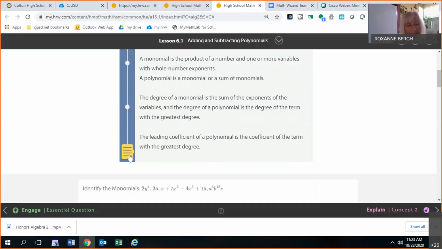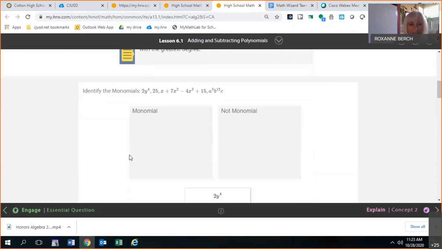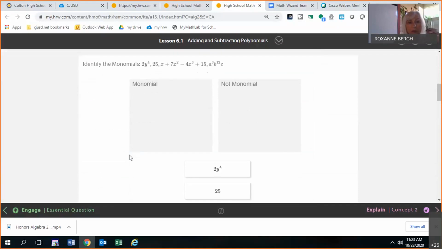I thought this would be interesting and quick. So let's take a look at this. It says identify. You see this 2y to the fourth down here? Do you think that's a monomial or not a monomial? What I'm asking you is, is it a number or a variable or a product of numbers and variables? Yes. Monomial?